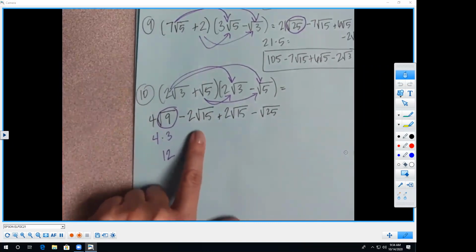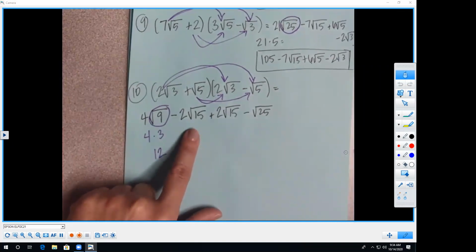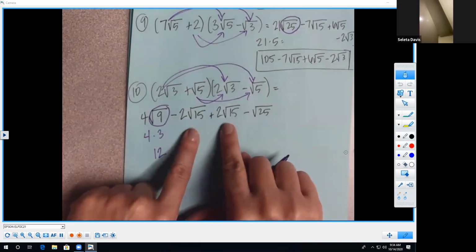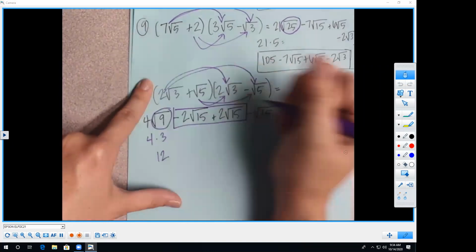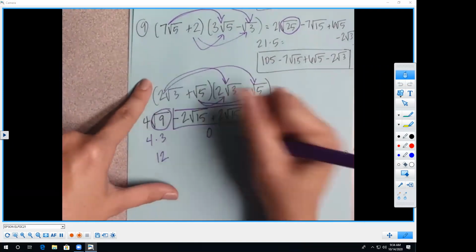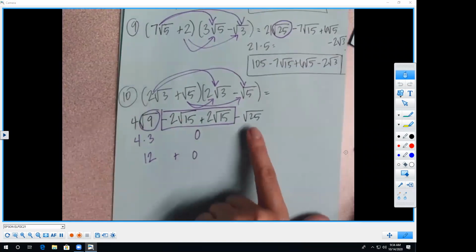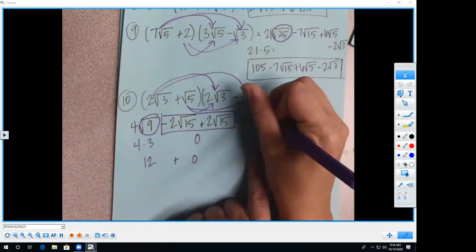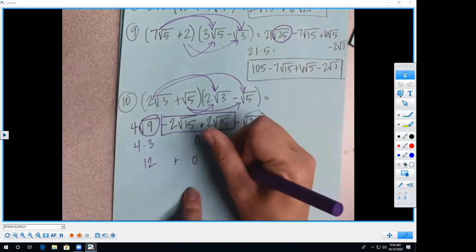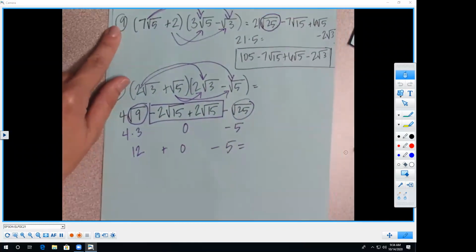For negative 2 square roots of 15, can I break it down, take anything out? Can I combine that with anything else? Yeah, isn't there another square root of 15 right here? What is negative 2 plus 2? 0. Right? So that's like 12 plus 0. Over here, minus the square root of 25. That's 5, so this is minus 5. So 12 plus 0 minus 5. What's 12 plus 0 minus 5? 7.